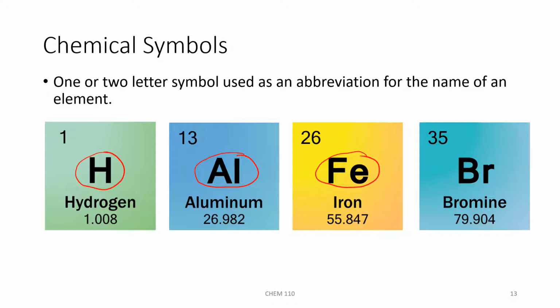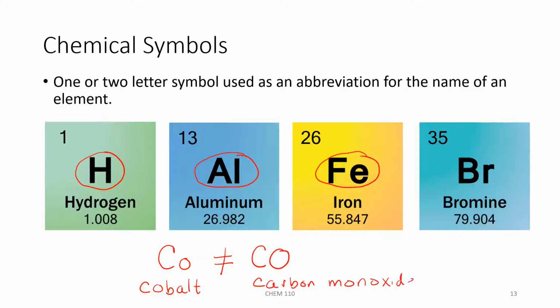For example, Co is not the same as capital C, capital O. The first one represents the element cobalt, whereas the second one represents the molecule carbon monoxide. So we have to be very careful about distinguishing between the appropriate elements or compounds that we're talking about.